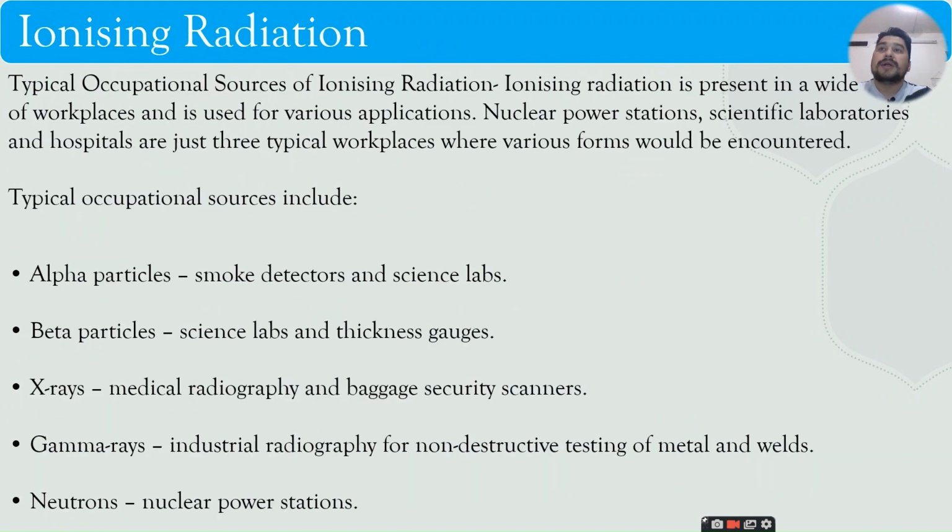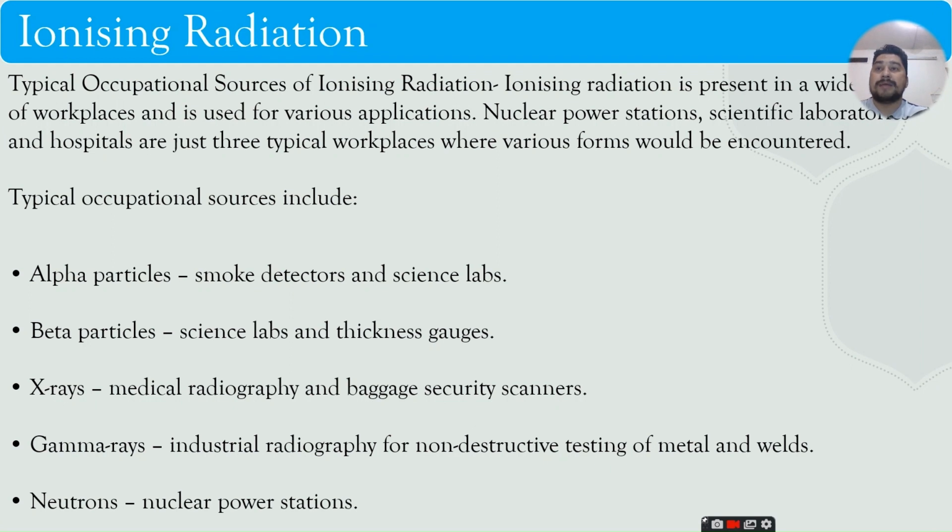The occupational sources of ionizing radiation: how might people come into contact with ionizing radiation? Ionizing radiation is present in a wide variety of workplaces and is used for various applications. Nuclear power stations, scientific laboratories, and hospitals are just three typical workplaces where various forms would be encountered. As you know, in hospitals X-rays are highly used. So people working in the X-ray rooms in hospitals need to be very careful, and the exposure should be limited as low as possible. Nuclear power stations and scientific laboratories are also places where people work with radiation.